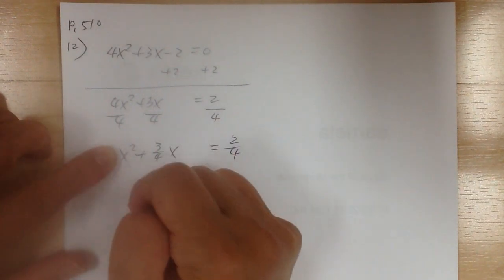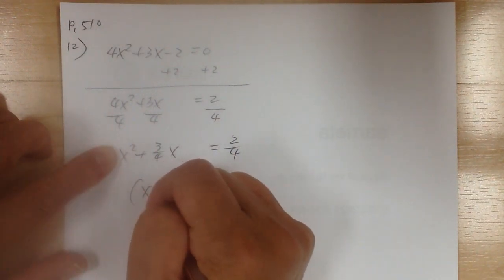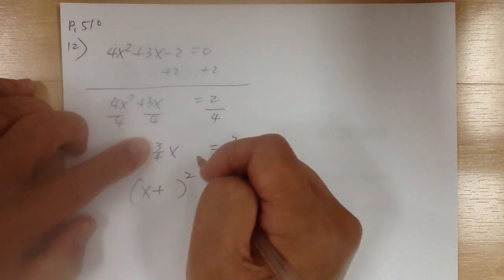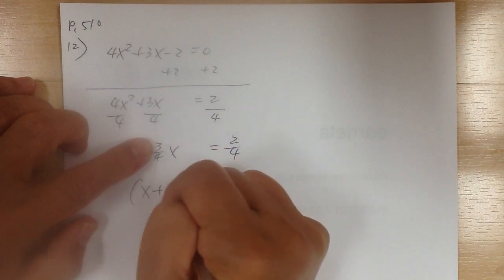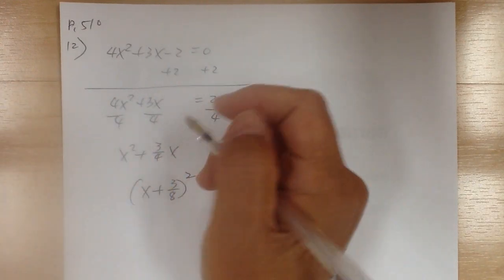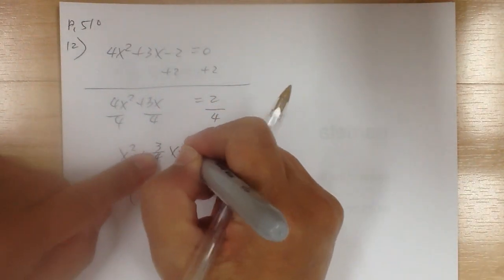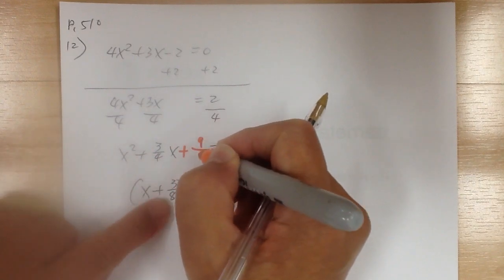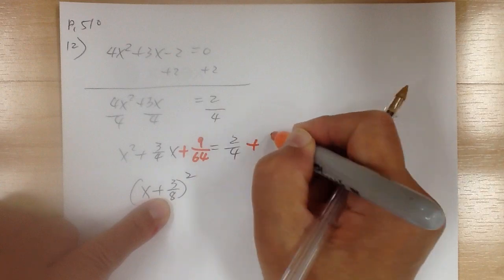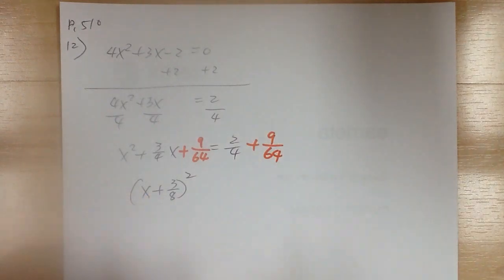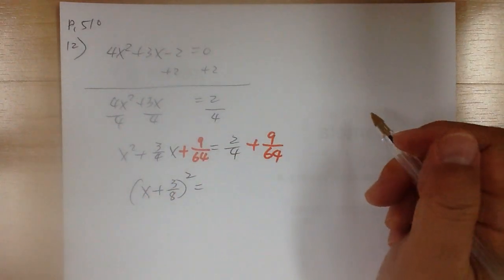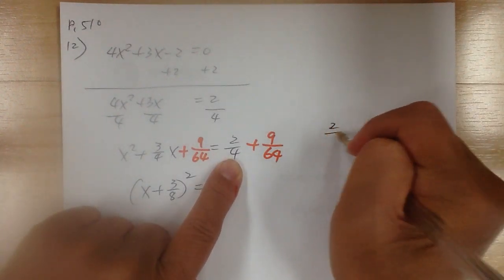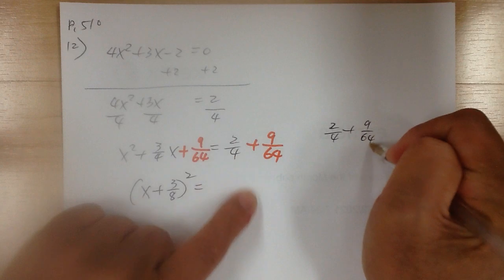So from here, you're going to get x. And this one, take half of that. Half means times by 1/2, so you get 3 over 8. And therefore, the number that you need to complete a square, you square the 3, you get 9. Square the 8, you get 64. So you go to the side, so 2 over 4 plus 9 over 64.